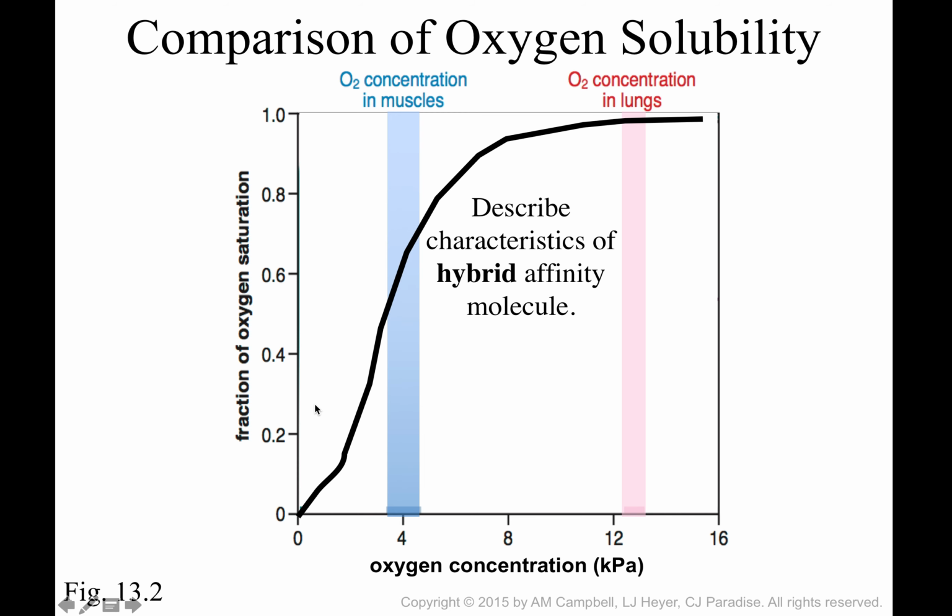So if you have this sort of shape, which is the shape of hemoglobin, you can load up to very high saturation with relatively low concentration of oxygen. And then you're going to see in a second, there's also a way of dumping it off to the tissues.